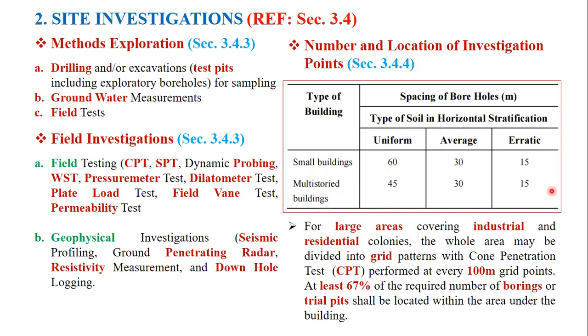Normally, this is the spacing of boreholes in various conditions. For large areas covering industrial and residential colonies, the whole area may be divided into grid patterns with cone penetration tests performed at 100 meter grid points. And at least 67% of the required number of borings or test pits shall be located within the area under the building.